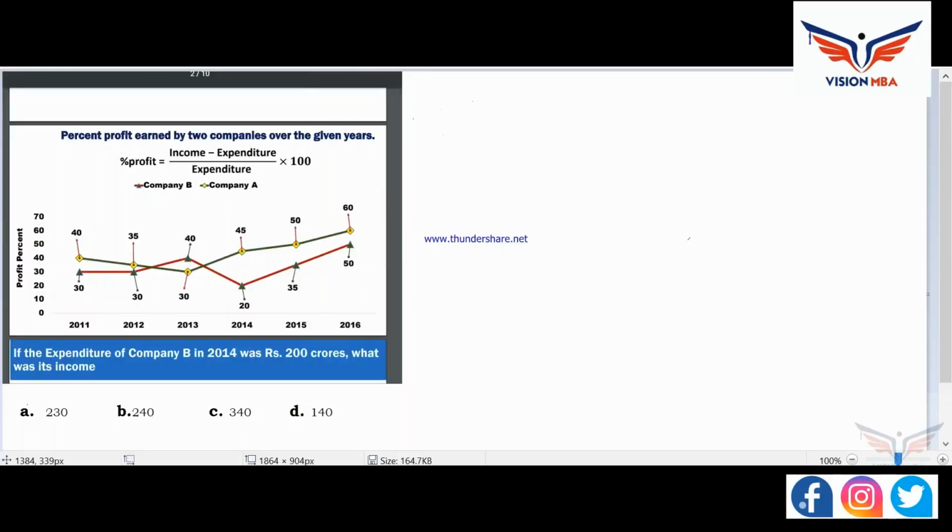So let's take an example. Let's see what we have here. This is a simple line graph that shows profit percent for different companies A and B from 2011 to 2016, right? And the formula given here is not really going to help us, and we are not going to use that formula. So what we will do is consider your expenditure always as 100%. This is the basic info that we are going to need, nothing else. All right, accordingly we'll be solving all the questions.